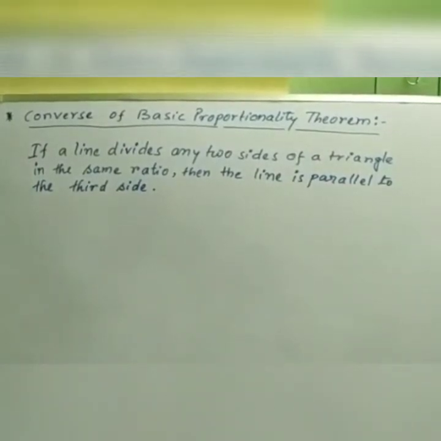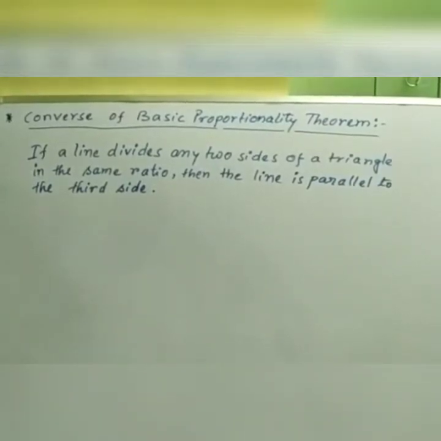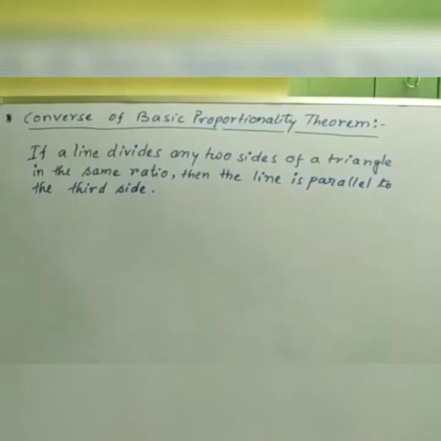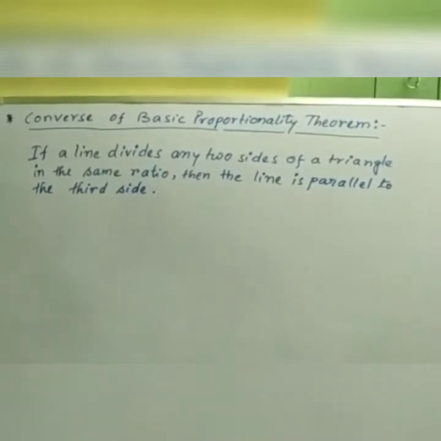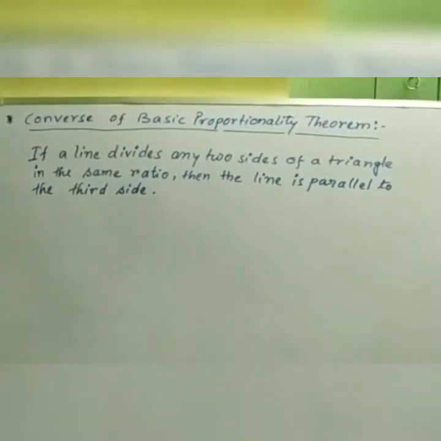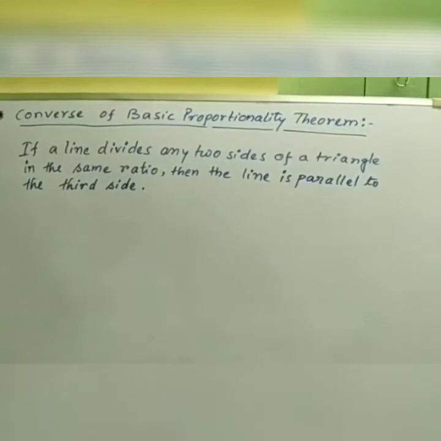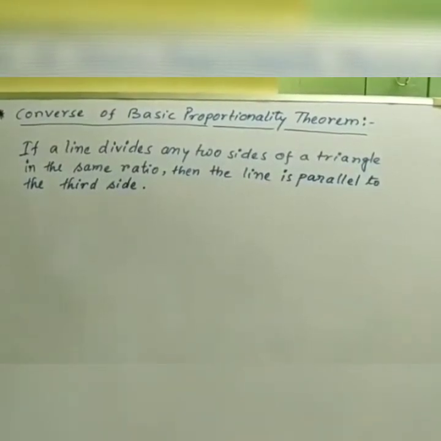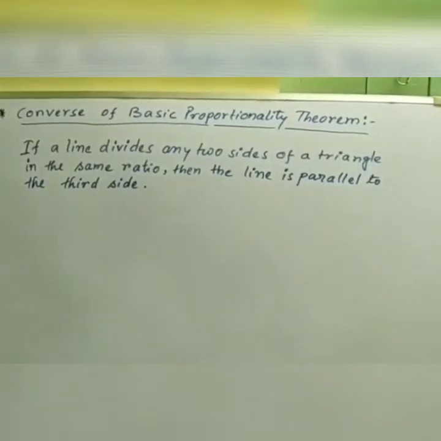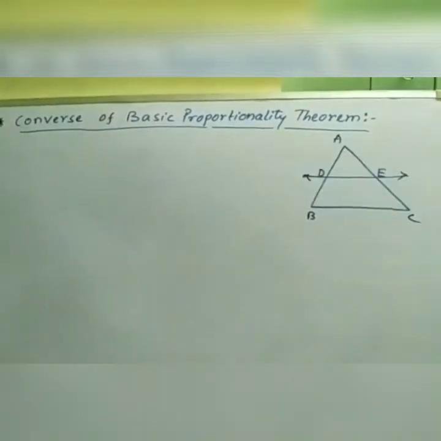So previously we learned that the line is parallel and the line divides the other two sides in the same ratio. Here it is opposite. A line divides any two sides of the triangle in the same ratio, then the line is parallel to the third side of the triangle. So let us see its proof, and for that we need to draw the figure first, after that we will move. So let's go for it.